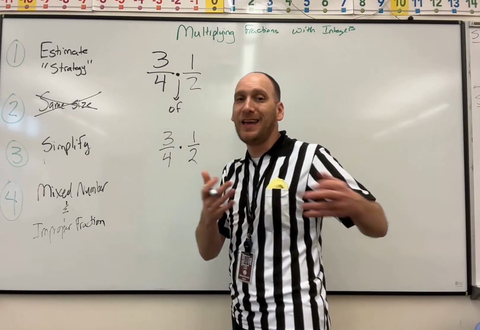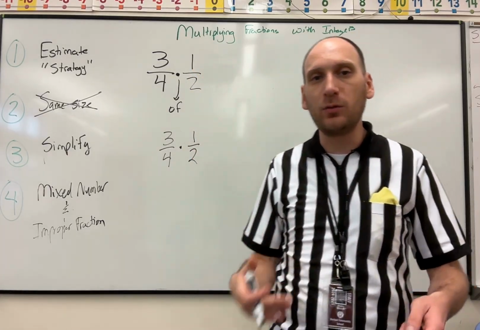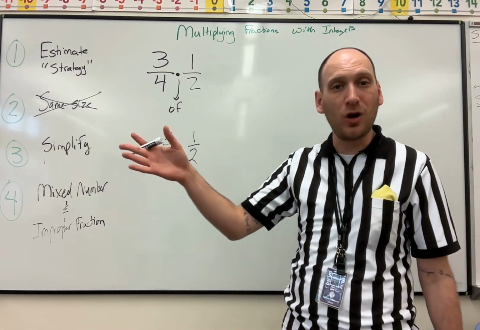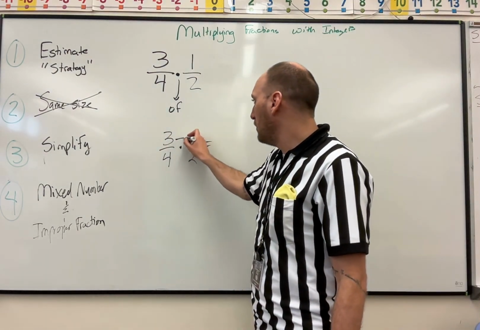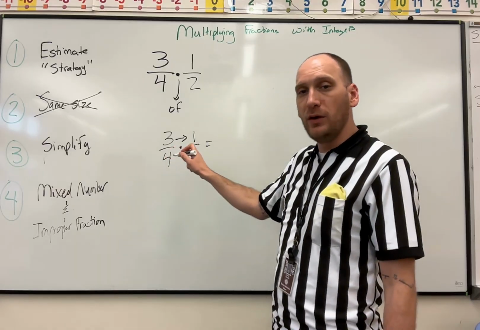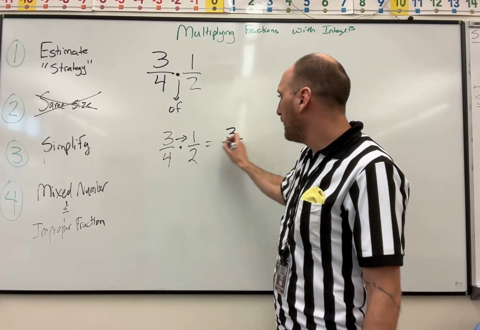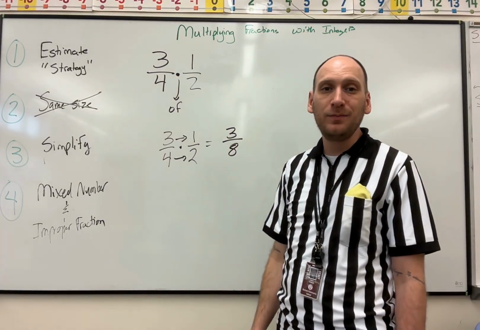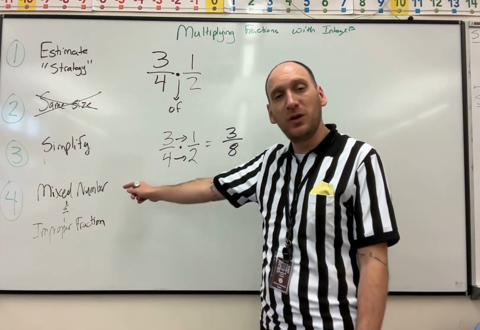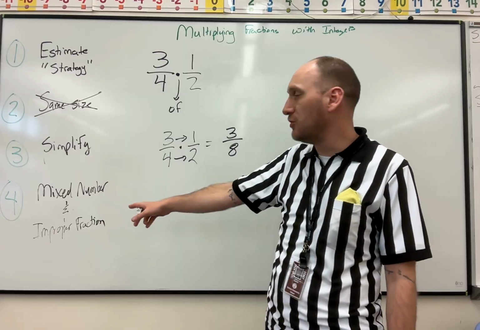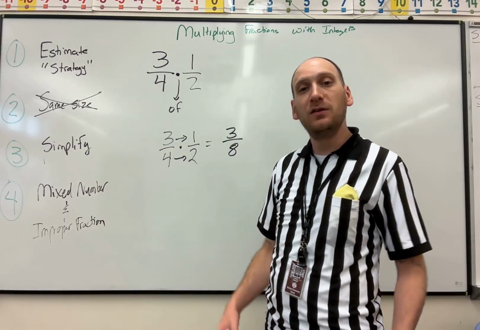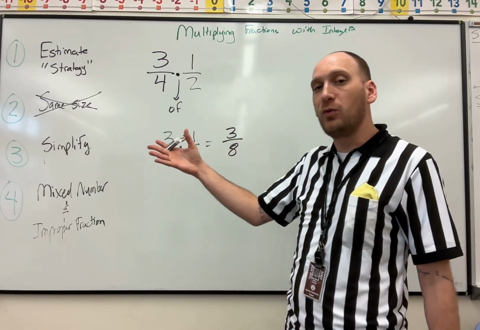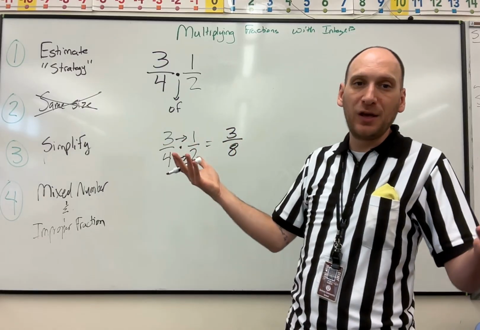Well, in terms of the algorithm or the strategy that we're working with on this problem, the good news is that it's actually just straight across. We simply multiply 3 times 1 on the top and get 3. And we multiply 4 times 2 on the bottom and we get 8. And we're done. There's no mixed number needed. There's no improper fraction needed. There's no simplifying needed. And there is no common denominator needed either. We just simply multiply straight across the fractions and we get our answer.